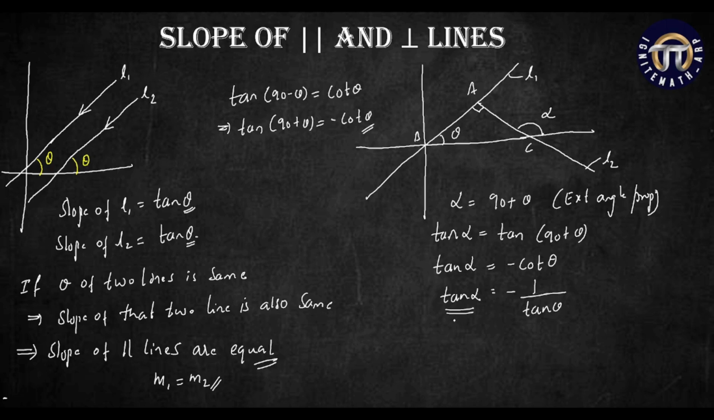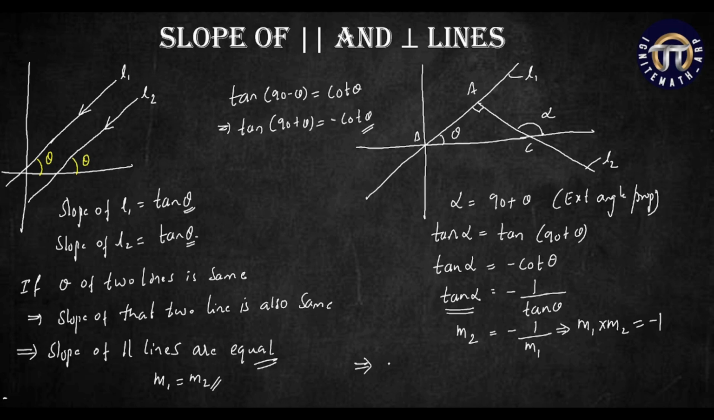So tan alpha is what, children? Tan alpha is the inclination of L2. So I can say this is the slope of the line L2, that is equal to minus 1 by the slope of the line L1, that is m1, I can call it. So when I take this m1 to the other side, I will get m1 into m2 is equal to minus 1. So what does this mean? The product of the slopes of the lines is equal to minus 1. When will it be minus 1? If the lines are perpendicular to each other.